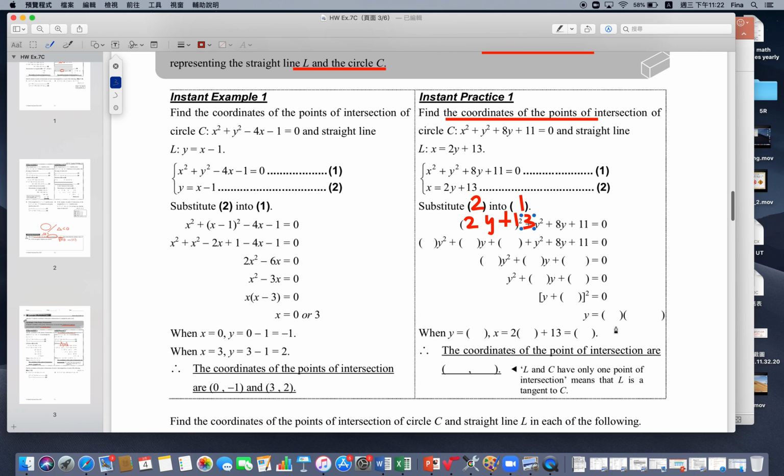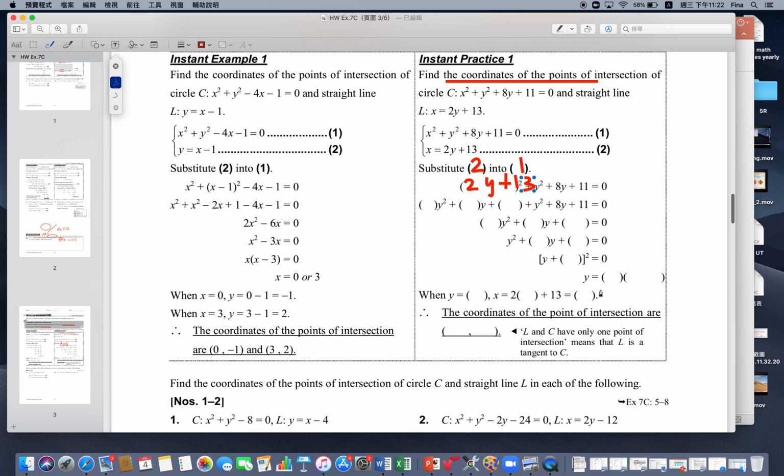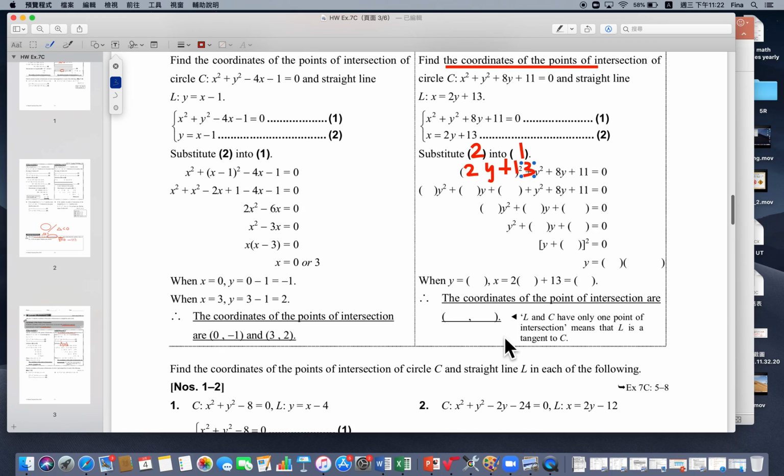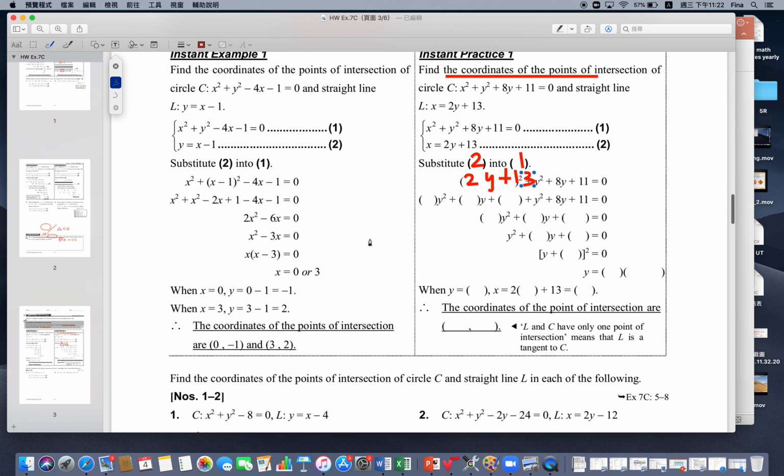Then I think you can solve for the value of y. After you get the value of y, get the value of x as well. Then you can get the coordinates of the point of intersection. In this case, there is a hint for you: only one bracket means only one point of intersection. That means you will get only one value of y, so only one point of intersection. So just solve the two equations, then you can find the point of intersection.